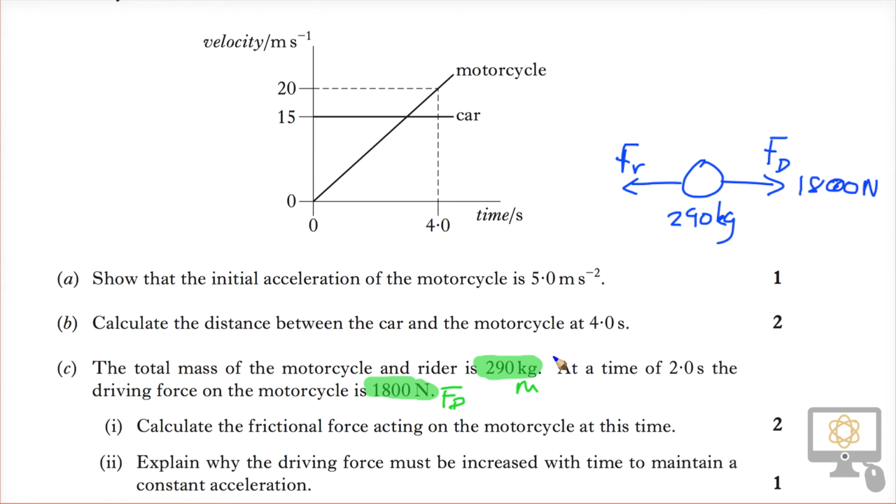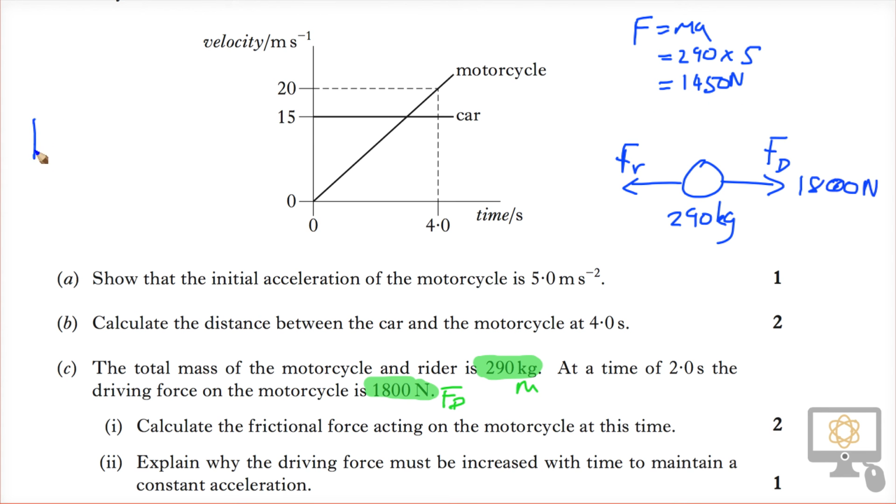What we must do is use the acceleration to determine the unbalanced force required, first of all. So the unbalanced force equation is F equals ma, and that is 290 multiplied by the acceleration of 5. And so that gives us an answer of 1450 newtons. So that's the unbalanced force acting on the motorcycle and rider. So if there's a driving force of 1800 newtons, then there must be a frictional force in reverse which acts to produce an overall unbalanced force of 1450.